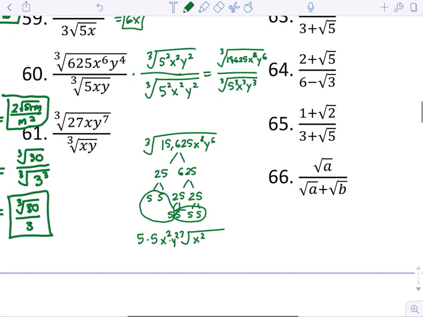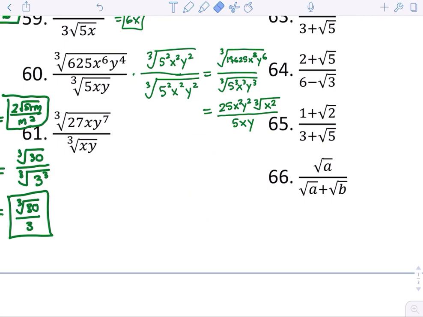So on the numerator, we're going to have 25 x squared y squared cube root of x squared all over 5xy, because the cube root eliminates all of these third powers.